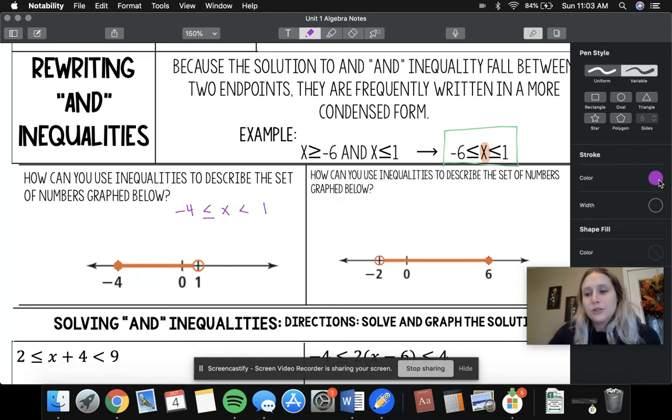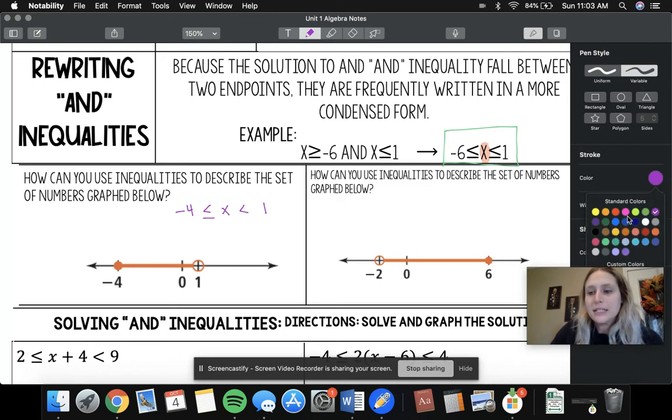And that is the solution. All right, for this next one, we have x is shaded in between negative 2 and 6. It can't be negative 2, but it could be 6. Okay, so here are my endpoints, negative 2, 6, and x is being shaded in the middle of them.